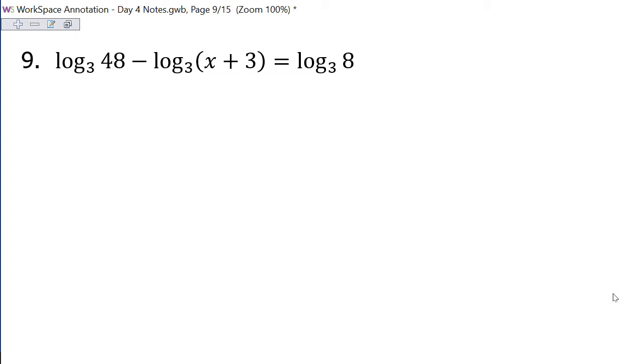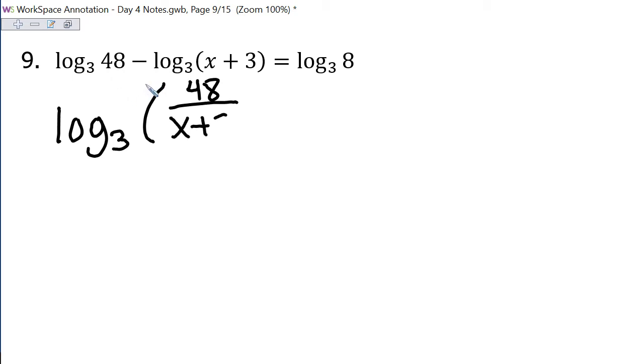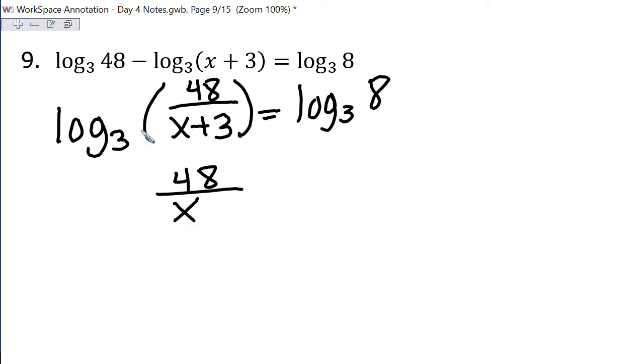If I have more than one log, get them into a single log. So for the left side, if I see subtraction, what do I change it to? Division. So this would be log base 3. What goes up top? 48. What goes on the bottom? X plus 3. That equals log base 3 of 8. What happens with my log base 3's? They cancel. So this would just be 48 over x plus 3 equals 8.